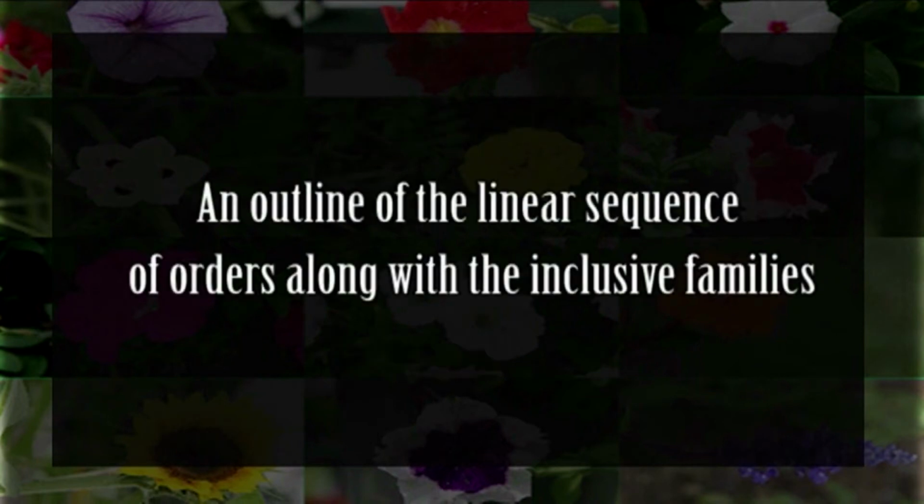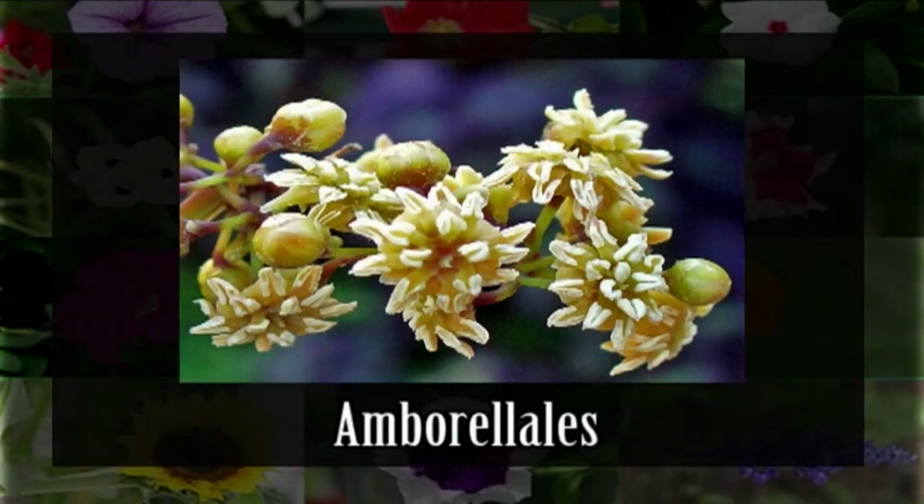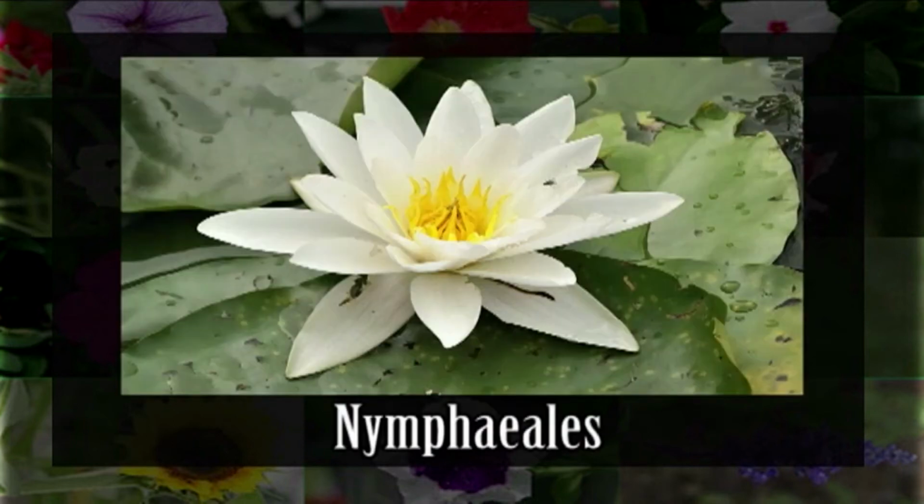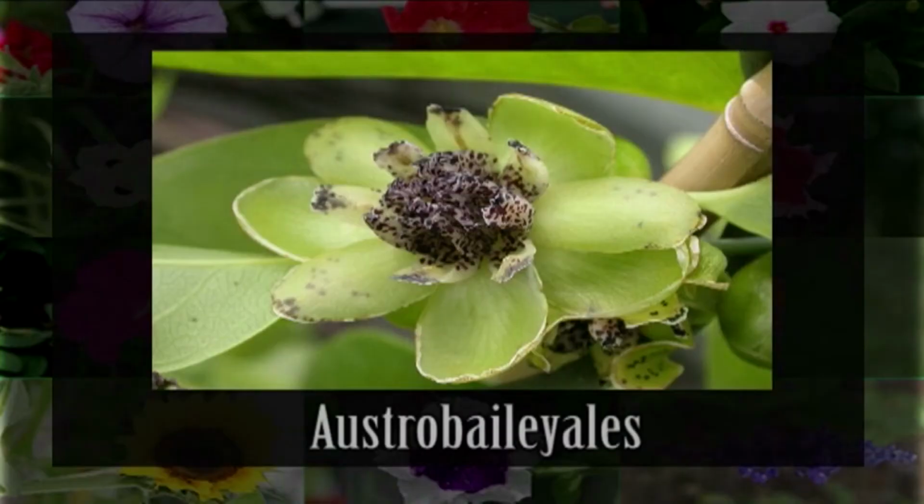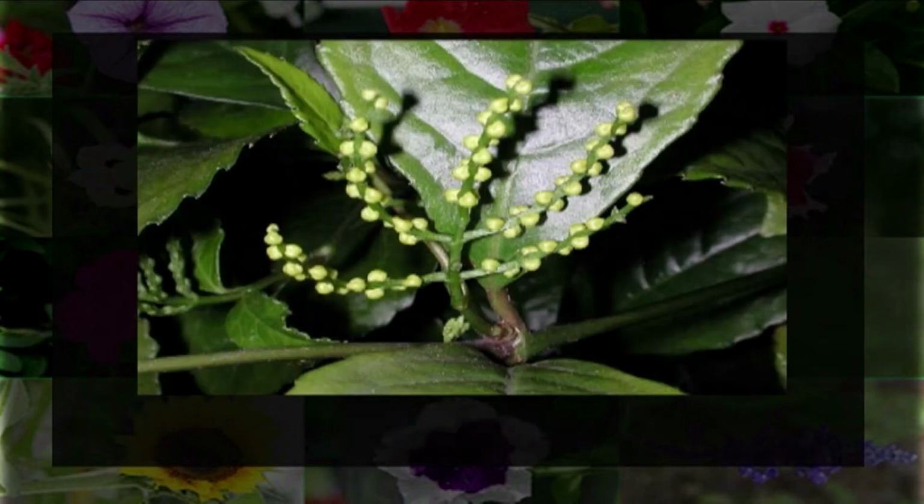Let us now discuss an outline of the orders that have been recognized in this system of classification. We will be just listing the names of orders and then some significant families within those orders. The first order recognized in sequential manner in the APG 3 classification is Amborales. It is represented by just one family, Amborellaceae. The second one is Nymphaeales. We have in this order the common example of Nymphaeaceae, that is the lilies. Then the third one is Austrobaileyales. The fourth one is Chloranthales.